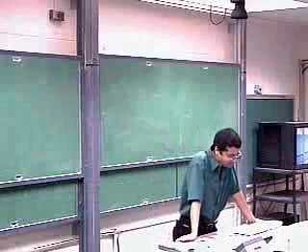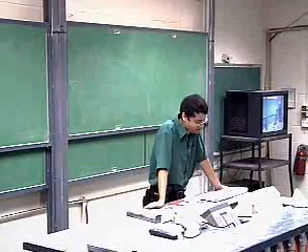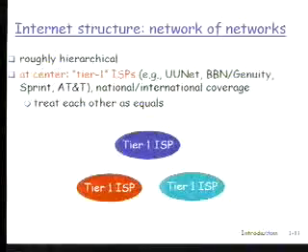Now let's take a look at how the internet is structured. If we go to the slides. So the structure of the internet is a network of networks, and it's to a fair degree hierarchical. There are different tiers of networks or different levels of networks, and they are referred to by this label of being a tier 1 ISP, tier 2 ISP, or a tier 3 ISP.